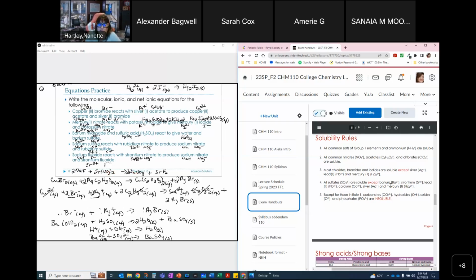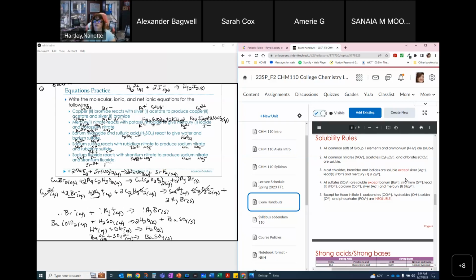As far as solubility goes, I can assume that this is aqueous because of rule 1, so it's a group 1 metal. My second one, all nitrates are soluble, so this is aqueous. As far as NaNO3 goes, it's a group 1 metal, so this is going to be aqueous. SrF2 is not listed here. So guess what? This is actually soluble as well.